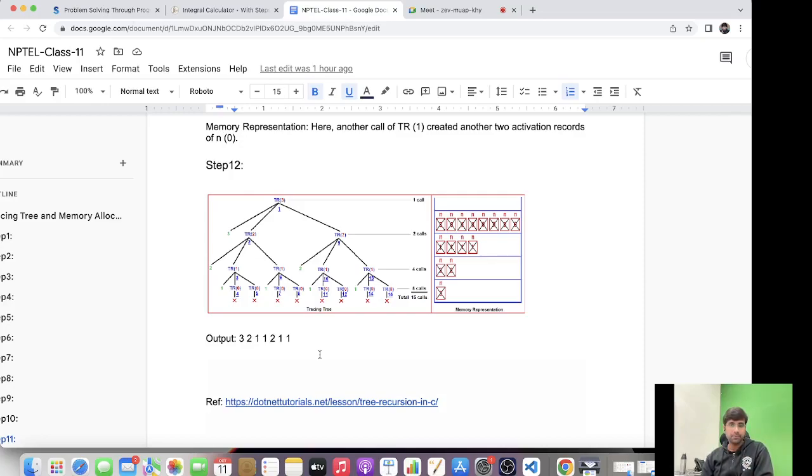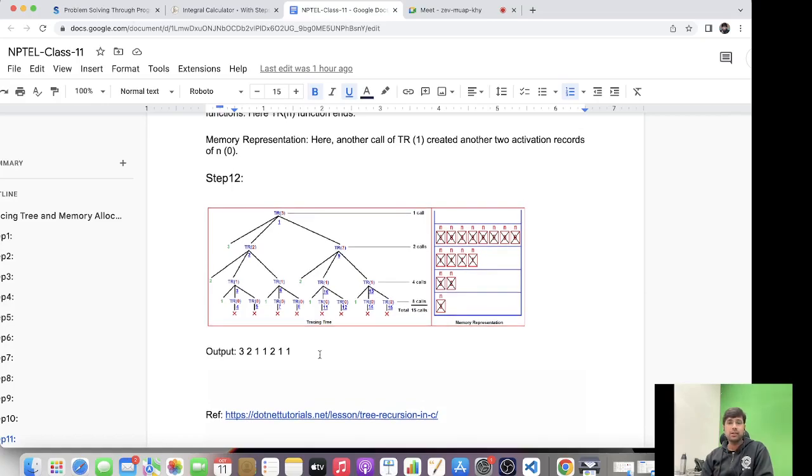Sir, are tree and trace both the same? No, I am not explaining about trees. Tree is a kind of data structure. What I am saying is that whenever you call recursion more than one time in the same function, it will execute the program in such a way that it looks like a tree. That's why it is called tree recursion. It has nothing to do with the tree data structure. Got it?